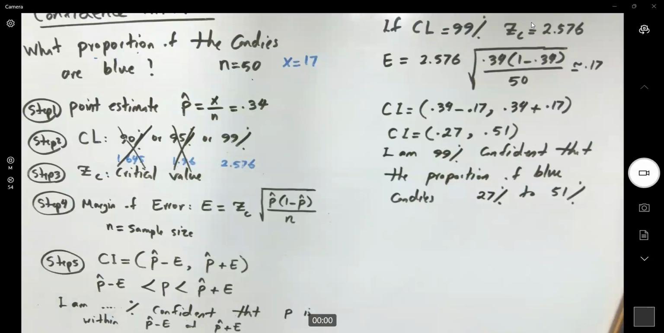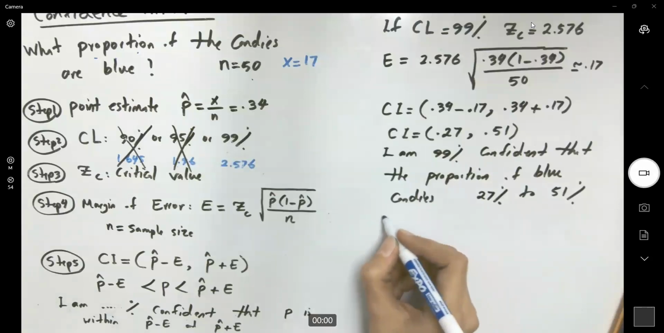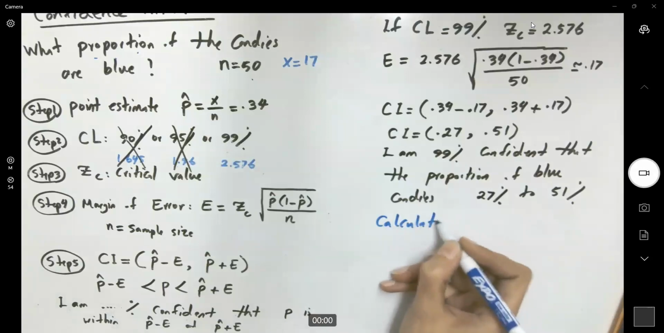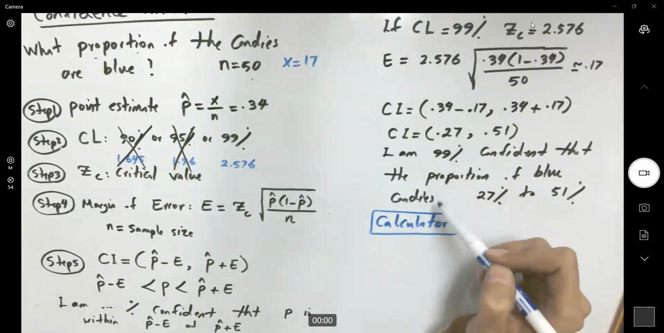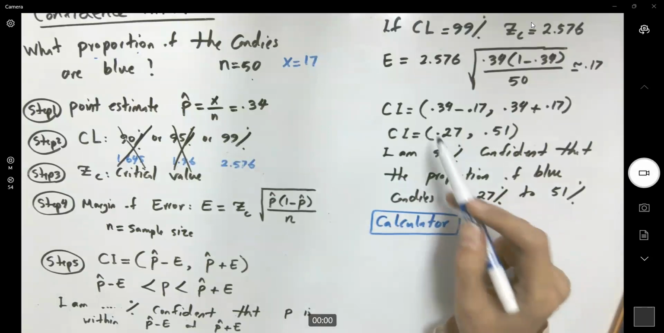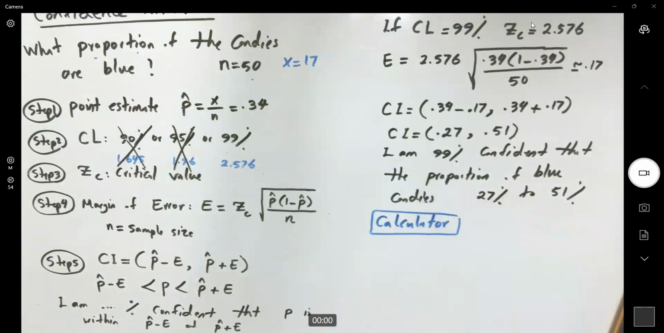Now, a better confidence interval using calculator. Always use your calculator to double check your confidence interval to make sure you have a correct confidence interval. But at the same time, you need to know all of these steps. On the exam, they might ask you, hey, find the margin of error, not the confidence interval. What is the margin of error? You need to know the formula. You need to punch in ZC, P hat, 1 minus P hat divided by N.